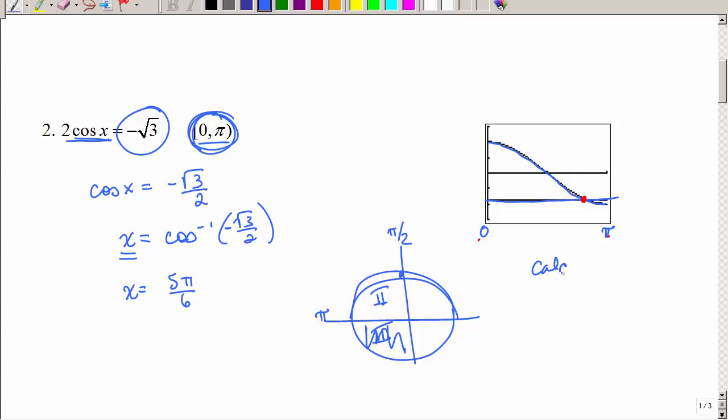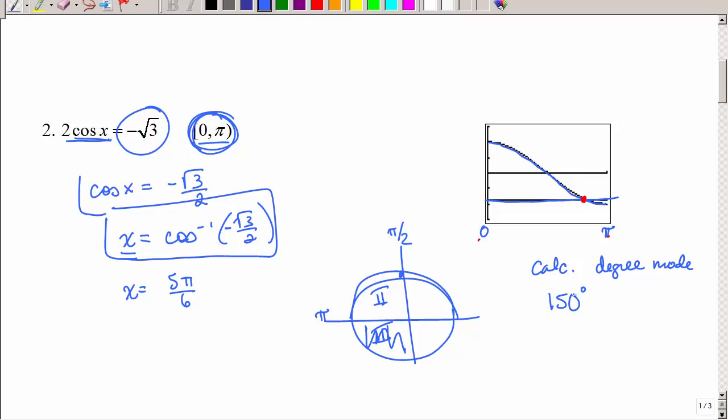But again, if you had used your calculator in degree mode and you had actually punched this into your calculator, inverse cosine of negative square root of 3 over 2, it would have told you 150 degrees, which is in quadrant 2, but your answer must be in radians because that's what the directions said. So those first two are pretty easy.